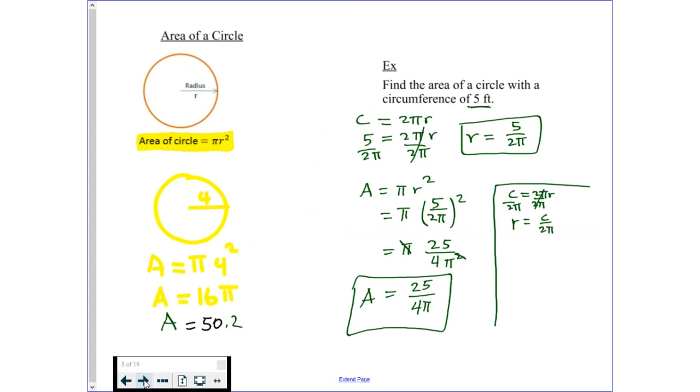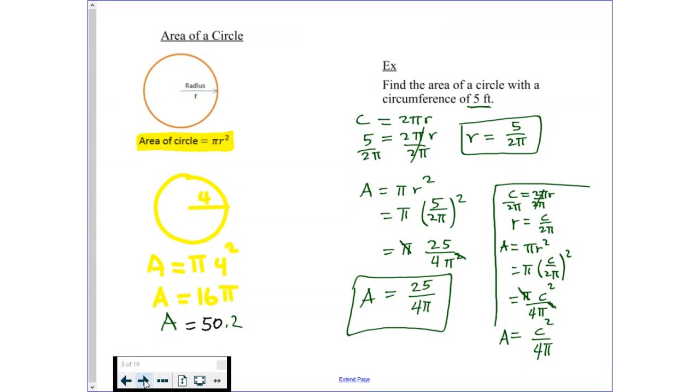So if I substitute into area equals pi r squared, the area would be pi times C over 2 pi, the whole squared. When you square, you have pi times C squared over 4 pi squared. So again, this cancels out. At the end, you'll get C squared over 4 pi. Now we can see a general trend. If you are given a circumference, the area will be the circumference squared divided by 4 pi.